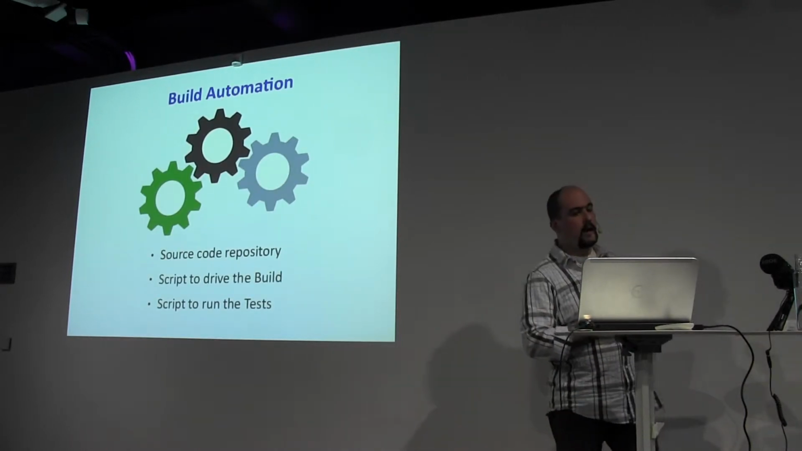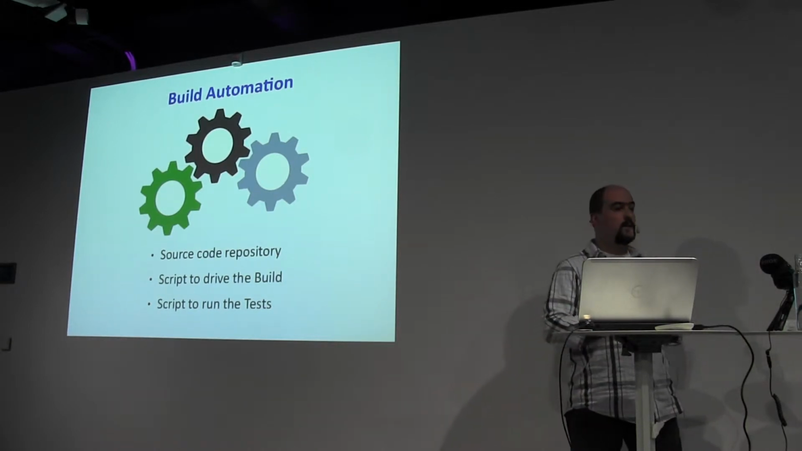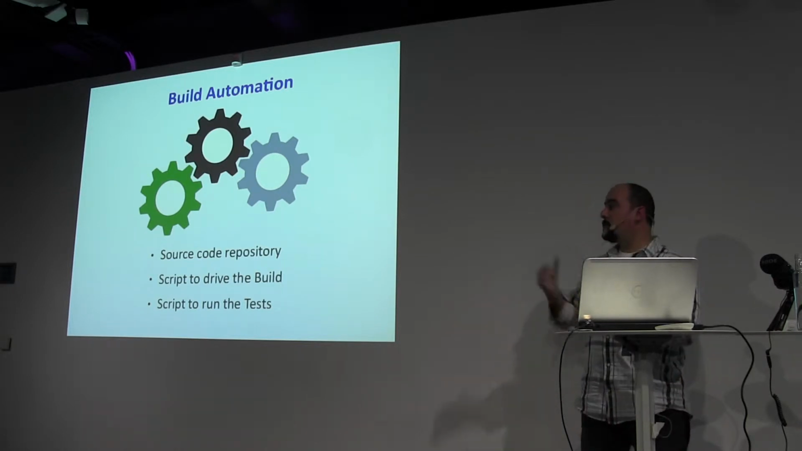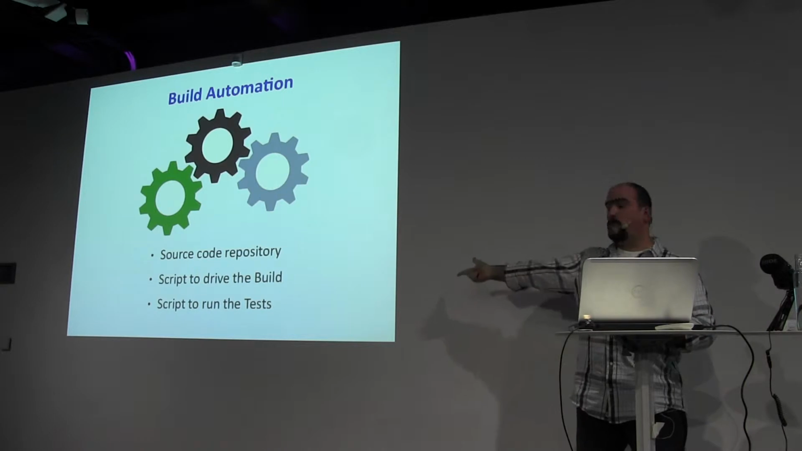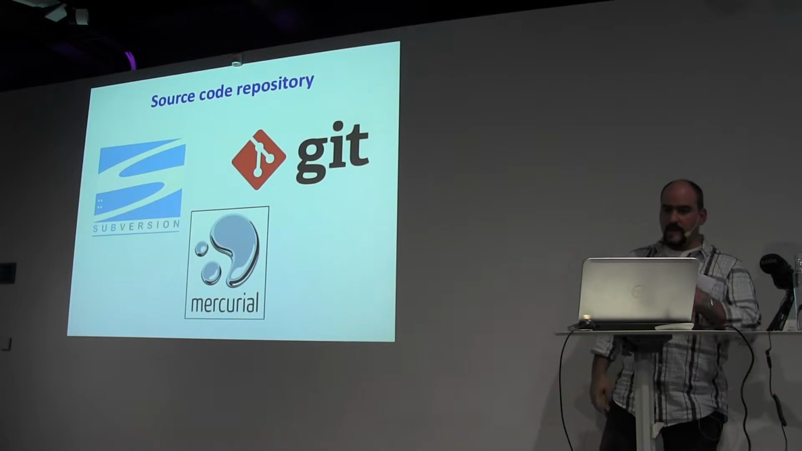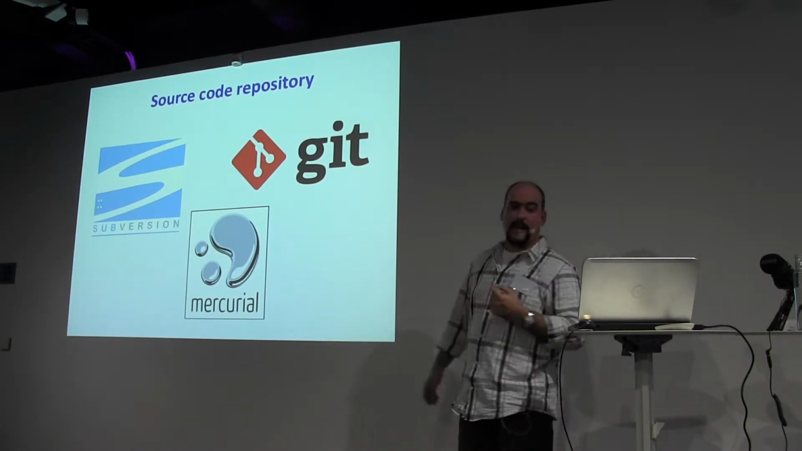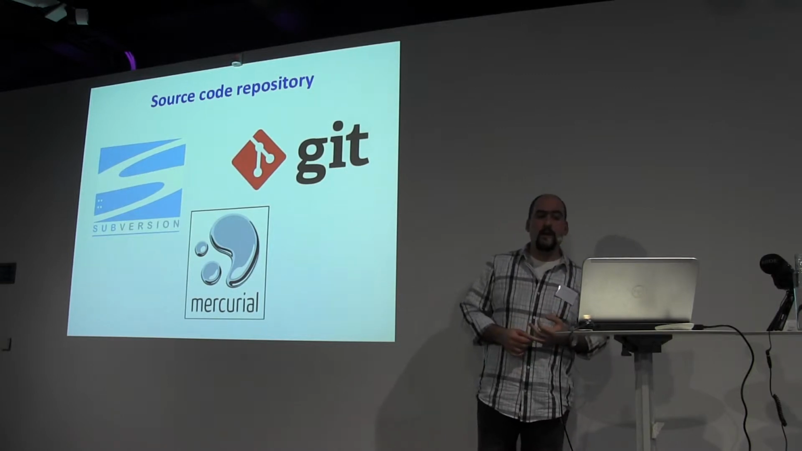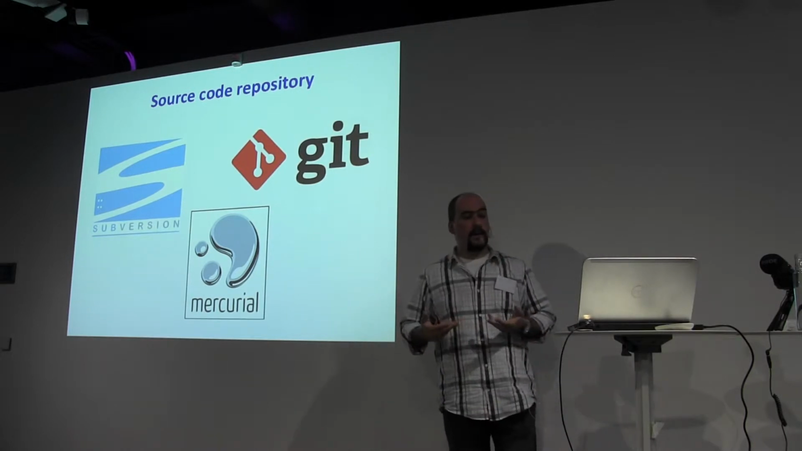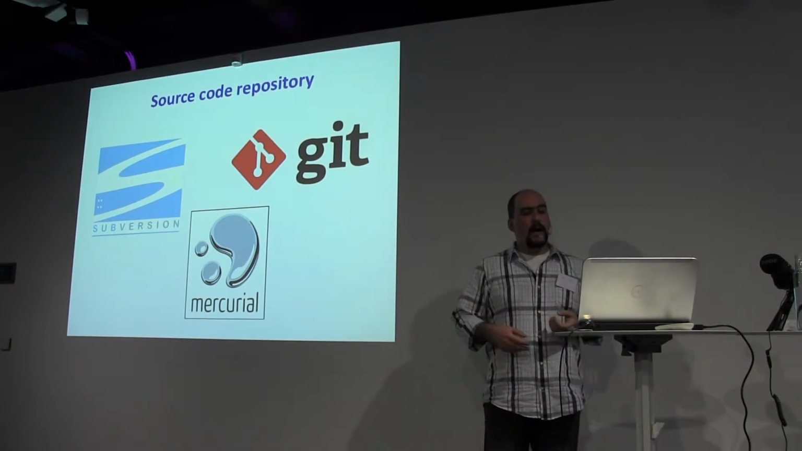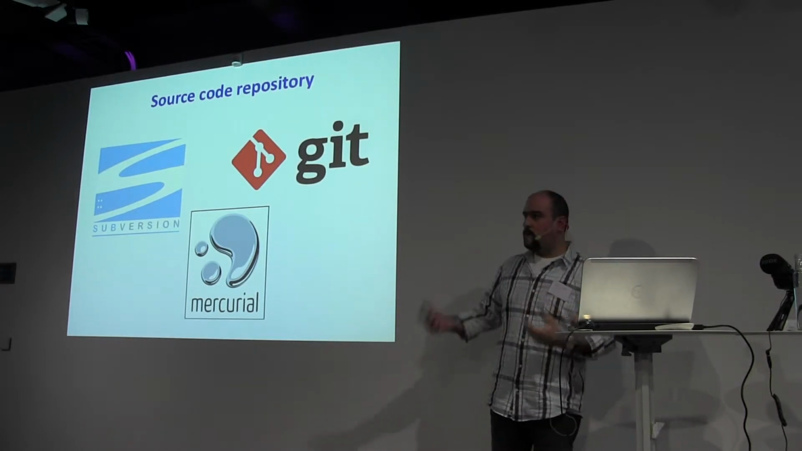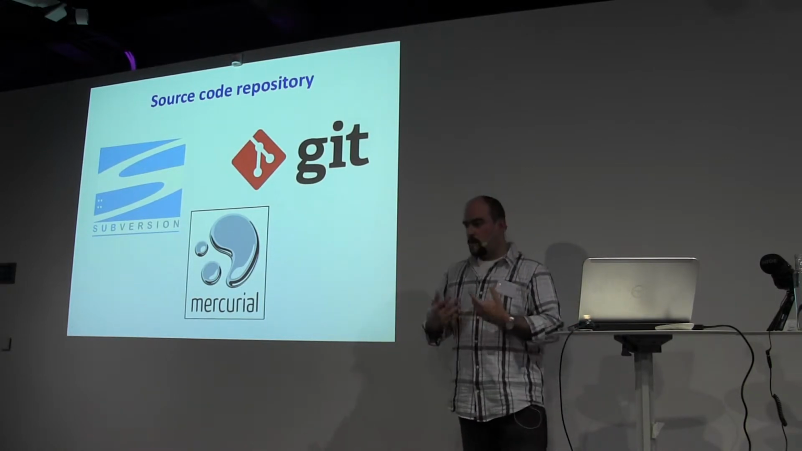So we need a way to automate the process of building the software. So we need some tooling in place, like some source code repository, a script to drive the build, and a script to run the tests. So the first point is about having a source code repository. So you have a place where you can store the different versions of your code and retrieve them at will. I really hope everyone is using some kind of source control, be it Mercurial, be it Git, Subversion, or whatever.